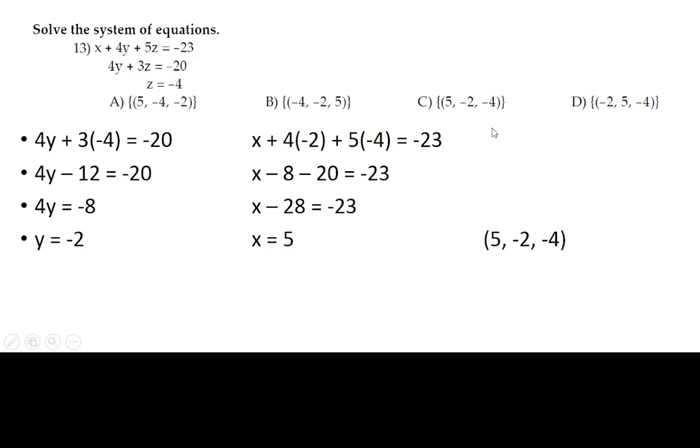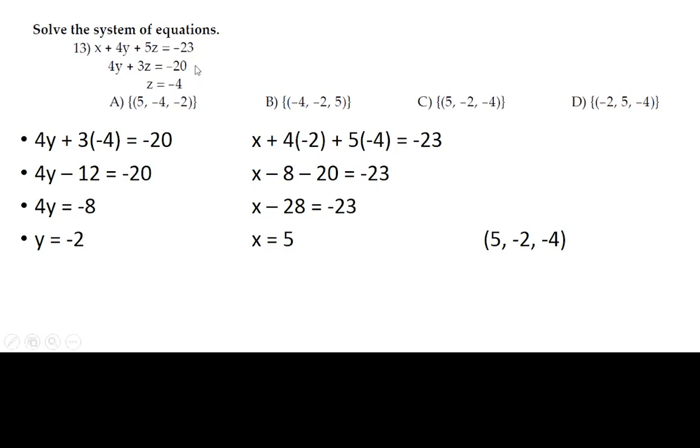Number 13. We want to solve the system of equations x plus 4y plus 5z equals negative 23, 4y plus 3z equals negative 20, and z equals negative 4. This one is easy if you start from the bottom. We're given that z equals negative 4.